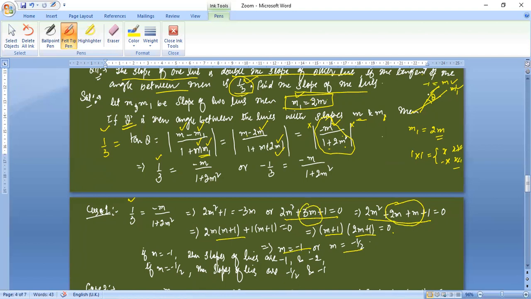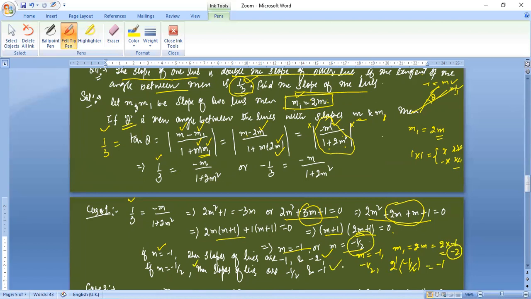If m equal to minus 1, that is the slope of one line we have found. We need to find the slope of the other line, that is m1, but m1 is given to be 2 times m. So if you have taken m as minus 1, one slope is found, and m1, the other slope, is 2 times m, so 2 into minus 1 would be minus 2. So the other slope comes out to be minus 2. Similarly, m has two values, so if you take m as minus 1/2, one slope is minus 1/2, and the other is 2 into minus 1/2; the 2 cancels, so this is minus 1, right?